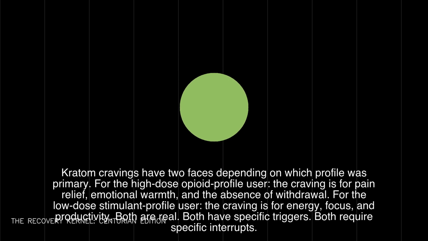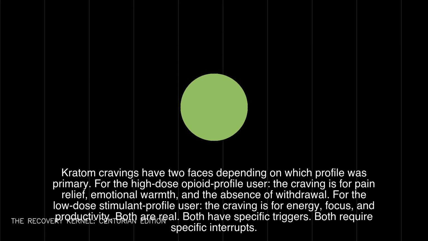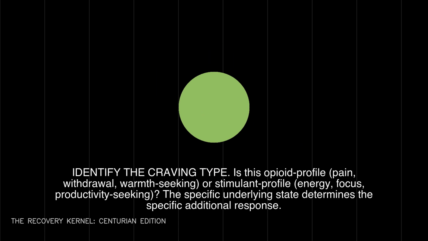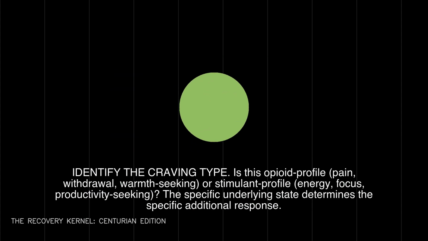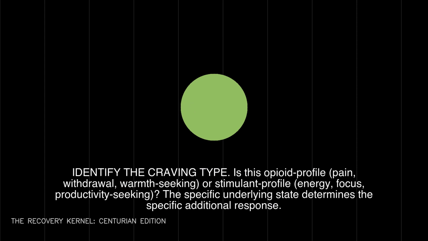For the high-dose opioid profile user, the craving is for pain relief, emotional warmth, and the absence of withdrawal. For the low-dose stimulant profile user, the craving is for energy, focus, and productivity. Both are real. Both have specific triggers. Both require specific interrupts. The Kratom Craving Interrupt, 5-minute protocol.